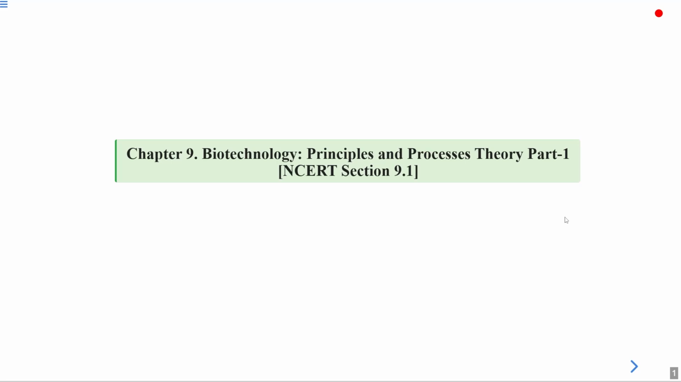Today, we are going to cover Chapter 9, that is Biotechnology: Principles and Processes, of Biology Class 12 NCERT. In today's lecture, we are going to mainly focus on Section 9.1, that is Principles of Biotechnology, and the later two sections will be covered in the next classes. So, let's start.